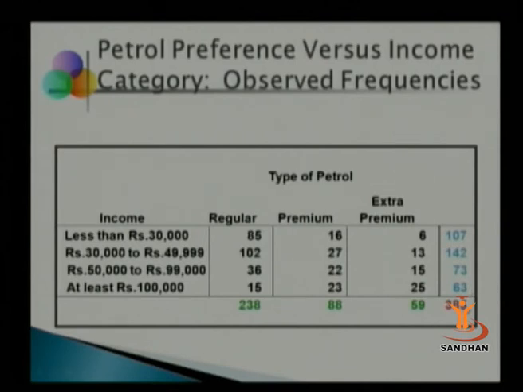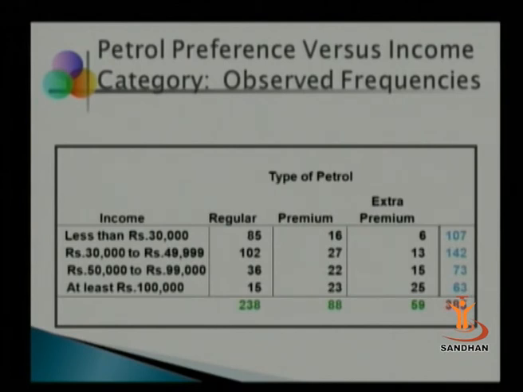We have a total of 385 observations. Out of 385 observations, some belong to the first income category, some to the second category, and so on. Similarly, some individuals prefer regular petrol, some prefer premium petrol, and some prefer extra premium petrol. So this is a 4 by 3 contingency table. Here again we want to test the association or dependency.